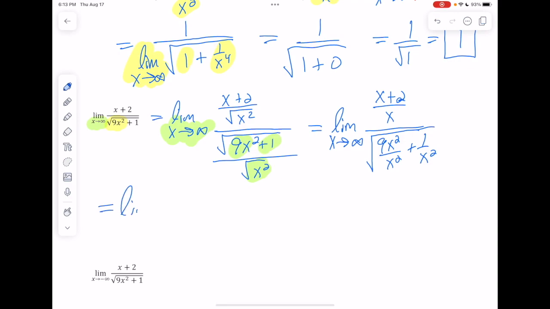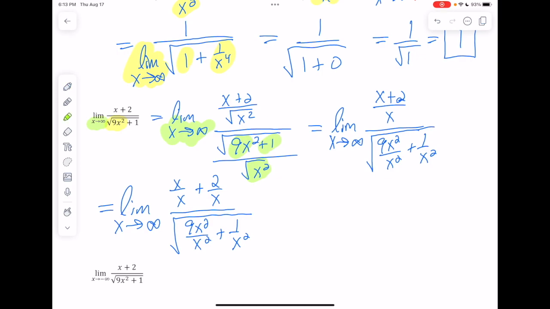We have the limit as x goes to infinity. And then in the top, we have x over x plus 2 over x. And in the denominator, we have the square root of 9x squared over x squared plus 1 over x squared. And then let's just start looking at what happens to each of those pieces as x goes to infinity.